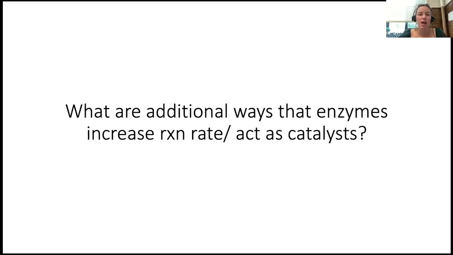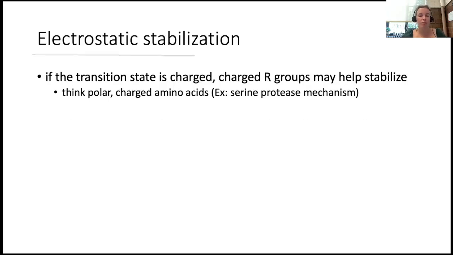Okay, folks, let's leave our discussion of enzyme mechanisms by talking big picture here. We have already seen a few examples of electrostatic stabilization. This is incredibly important for how enzymes work. How have we seen this in particular?